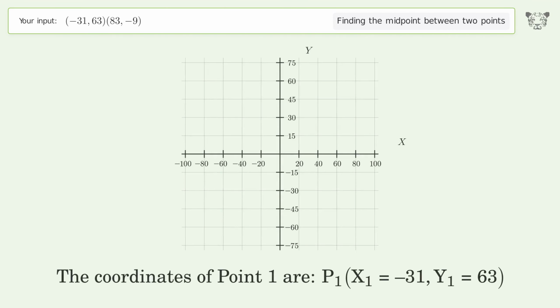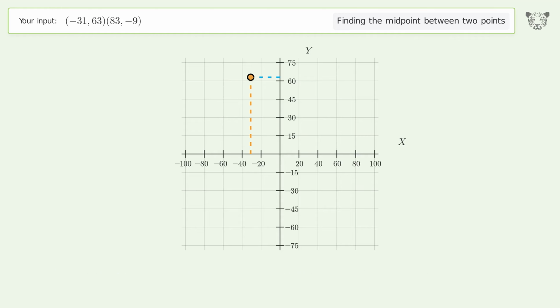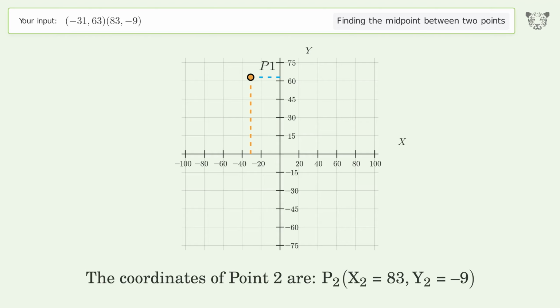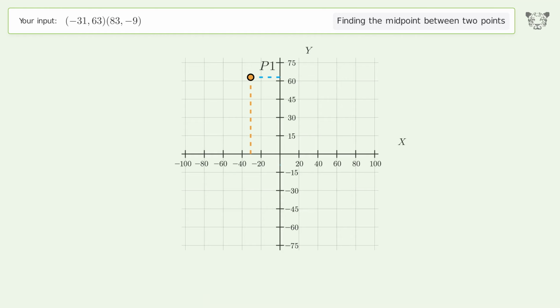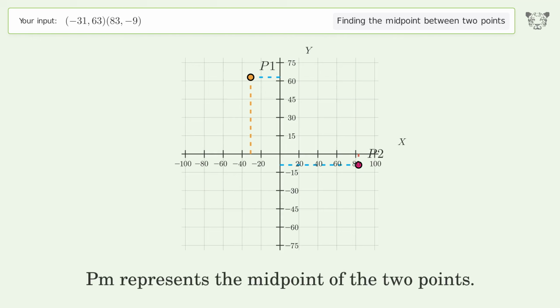The coordinates of point 1 are x1 equals -31, y1 equals 63. The coordinates of point 2 are x2 equals 83, y2 equals -9. PM represents the midpoint of the 2 points.